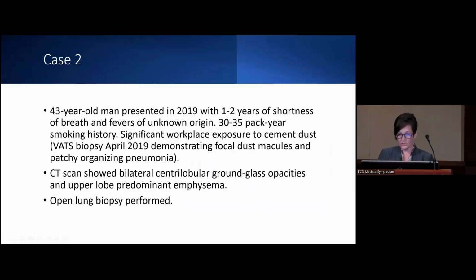So I'm going to talk a little bit further about that case. That was classic for ECD. By pathology, the VE1 stain was negative, indicating that it did not have a BRAF V600E mutation. In pathology, I would recommend NGS to confirm a mutation before giving a definite diagnosis of ECD.